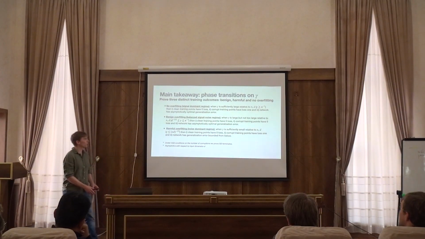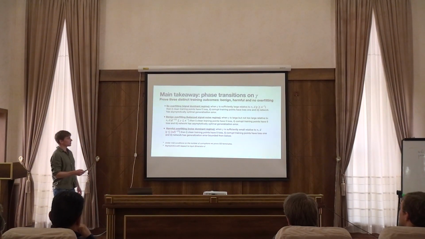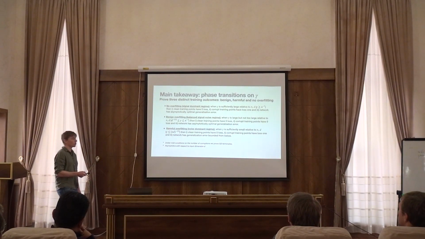Then we also have the harmful overfitting, or noise dominant regime. This occurs when gamma is pretty small, and gamma is our signal strength, just to remind you. Here again the clean training points have 0 loss, but the corrupt training points have loss 1, and the network has generalization error bounded from below. So it doesn't matter how big n is, we're never going to get that nice asymptotically optimal generalization error.